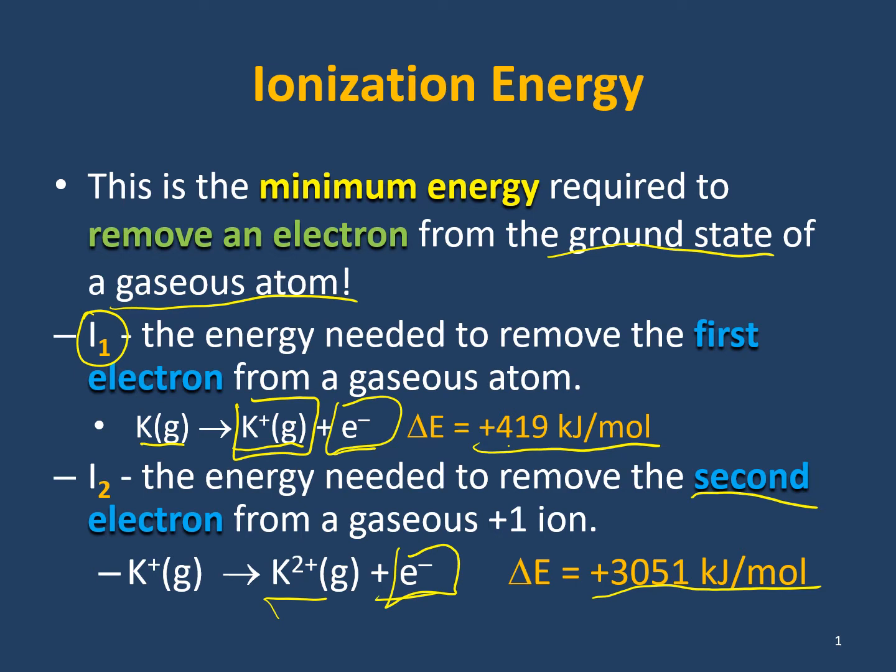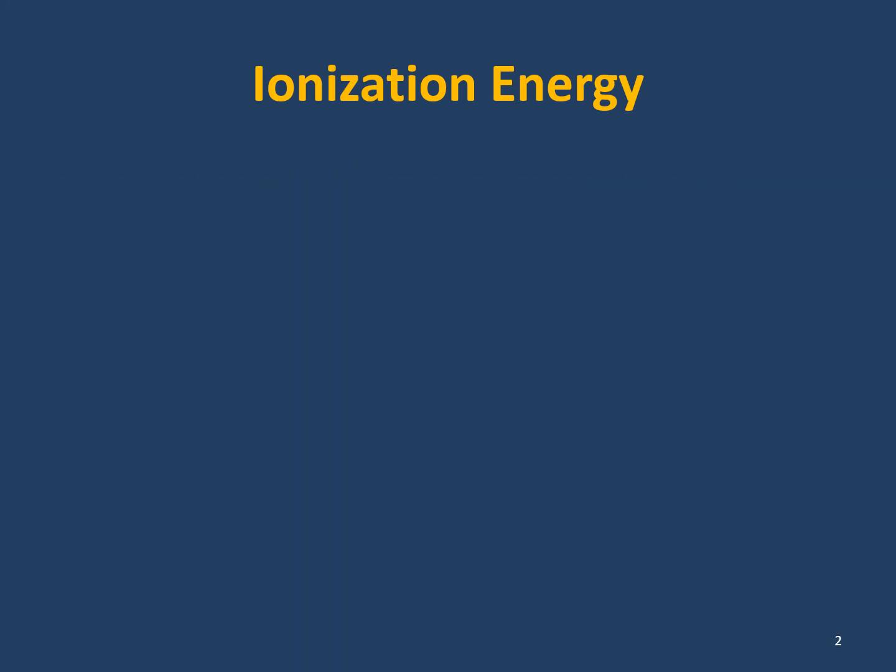This gives us an important ability to determine how many valence electrons an element has from ionization energy, because we see this big jump here. That's going to be the first core electron being removed.